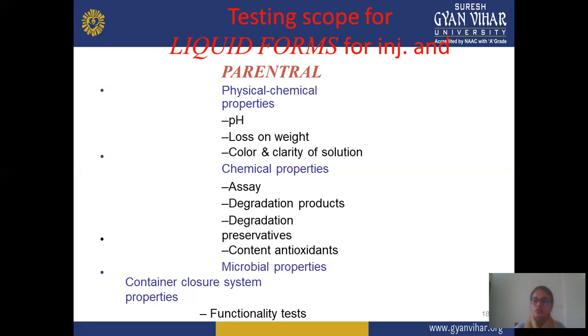The formulation should not contain any bacteria or foreign particles, or it should be in a proper sterilized condition, free from microbes, and a clear solution. You should perform all the tests required for color and clarity testing. Next is chemical property. In chemical property, first is assay. You check that the added amount of drug is present in your formulation or not.